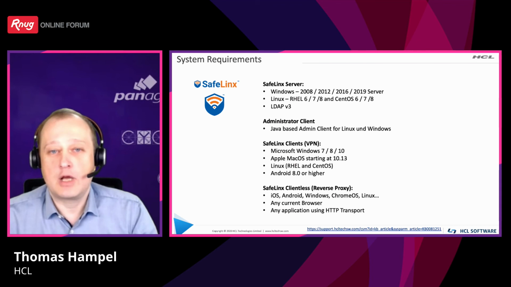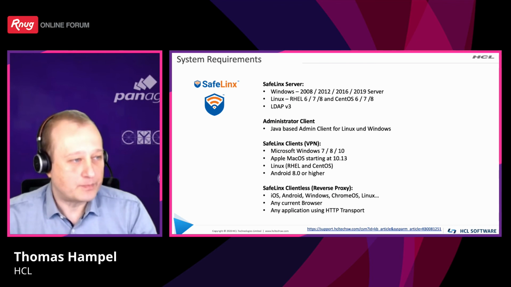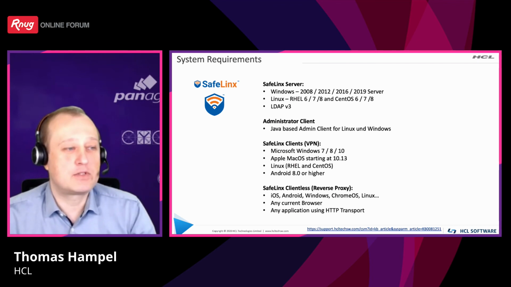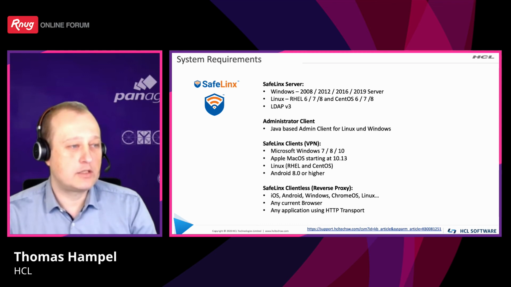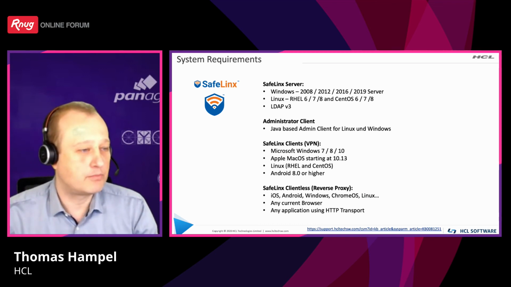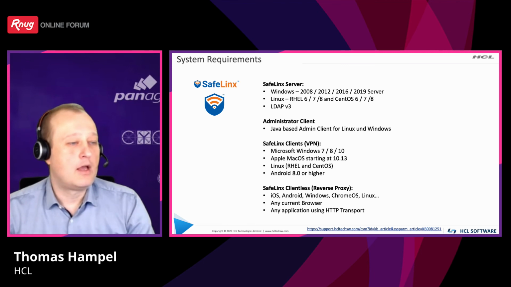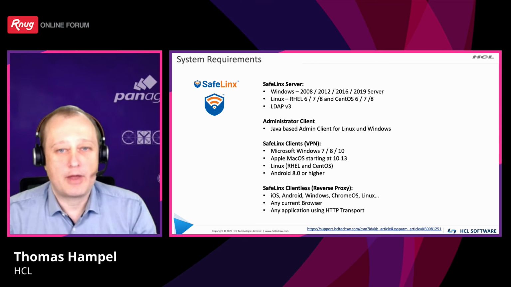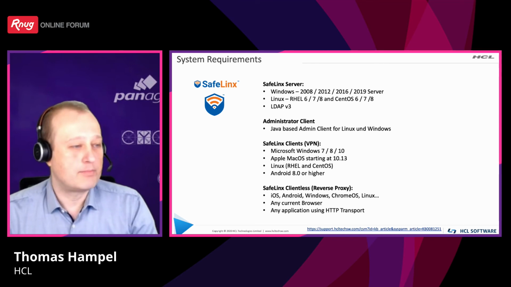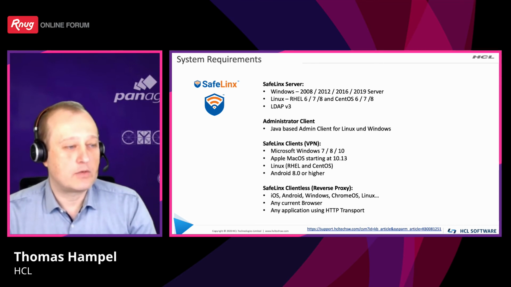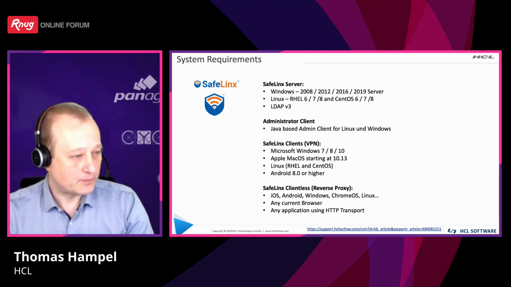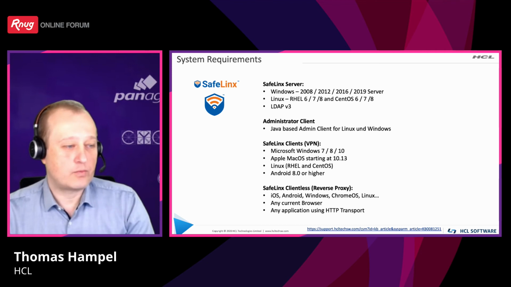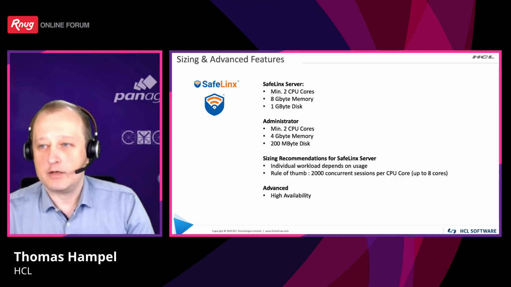For authentication, as I mentioned earlier, you need an LDAP server. The administrator needs a Java client. I have another chart explaining this in more detail. And for the VPN capabilities, you just have a client for Windows, macOS, Linux, and Android. So basically, we are covering the majority of all platforms. And with that, we can quickly set up a reverse proxy or a VPN.